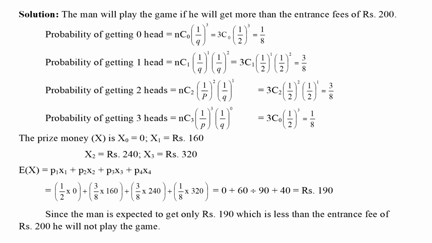Solution. The man will play the game if he will get more than the entrance fee of Rs. 200. When a coin is tossed 3 times, the index or power that is raised to the base is 3, since the base for occurrence and non-occurrence of the event is the same. Here it is 1/2. The calculations are like the previous one. E(x) equals p1x1 plus p2x2 plus p3x3 plus p4x4 equals 0 plus 60 plus 90 plus 40 equals Rs. 190. Since the man is expected to get only 190 rupees, which is less than the entrance fee of 200 rupees, he will not play the game.